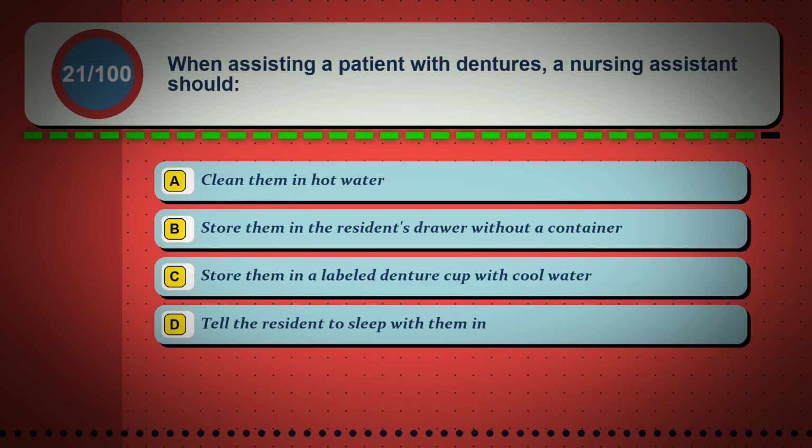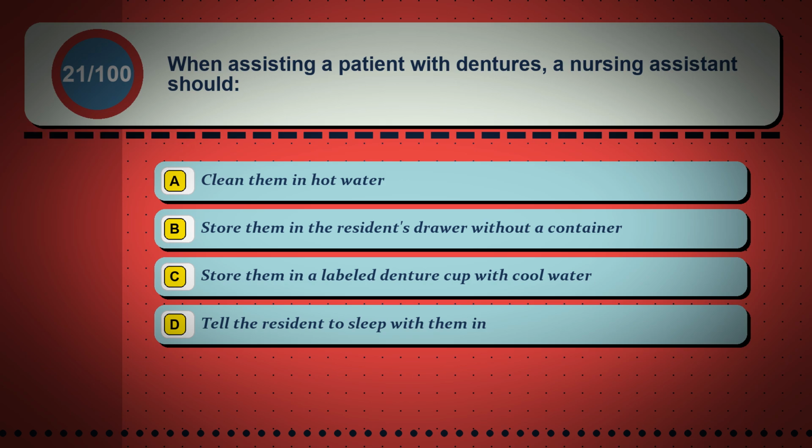Question 21. When assisting a patient with dentures, a nursing assistant should: Option A, clean them in hot water. Option B, store them in the resident's drawer without a container. Option C, store them in a labeled denture cup with cool water. Option D, tell the resident to sleep with them in.